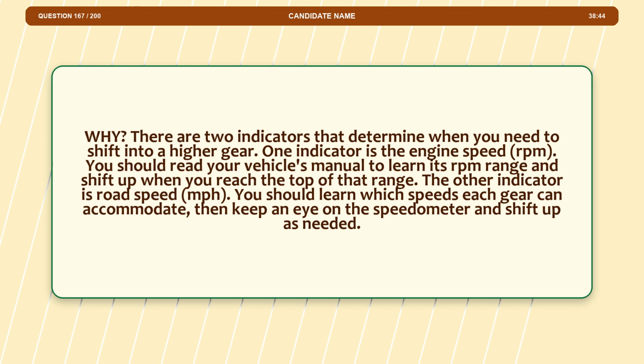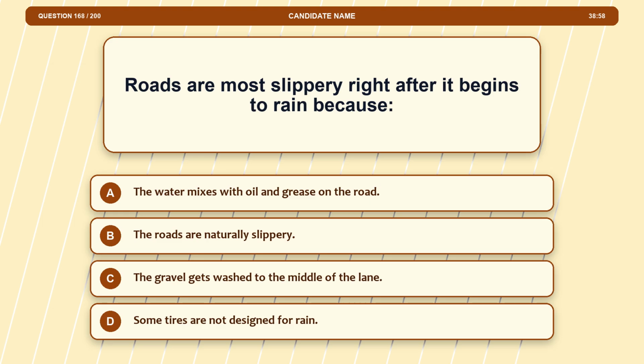Explanation. There are two indicators that determine when you need to shift into higher gear. One indicator is the engine speed RPM. You should read your vehicle's manual to learn its RPM range and shift up when you reach the top of that range. The other indicator is road speed MPH. You should learn which speeds each gear can accommodate, then keep an eye on the speedometer and shift up as needed.